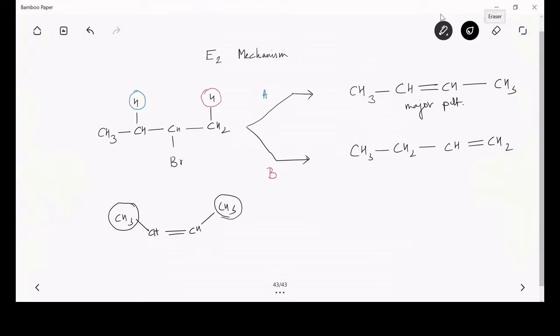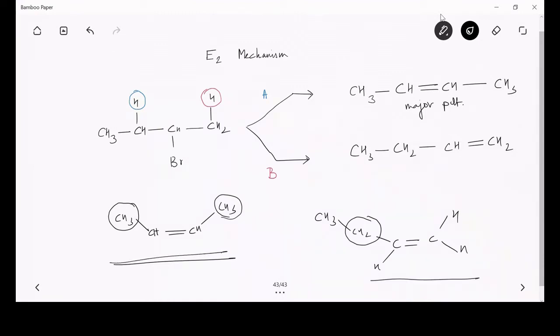In the next case, when the reaction will follow path B, then we will get something like this. CH, double bond, CH, H, and here we have only one substitution. Now, what is the significance of this substitution? Why is this alkene much more stable than this one, and why will the first one form in a higher quantity compared to this one?